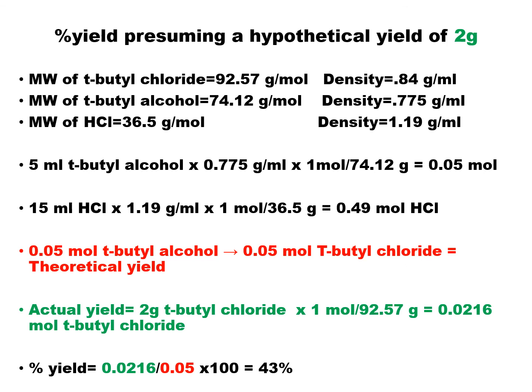And finally, you have to calculate the yield of the experiment, and we assume you will find about 2 grams of tert-butyl chloride in the end. And this might not also happen, so you can calculate your yield based on what you get from your experiment.